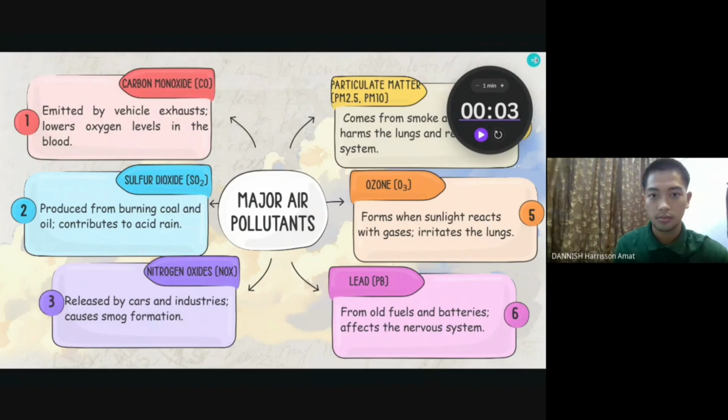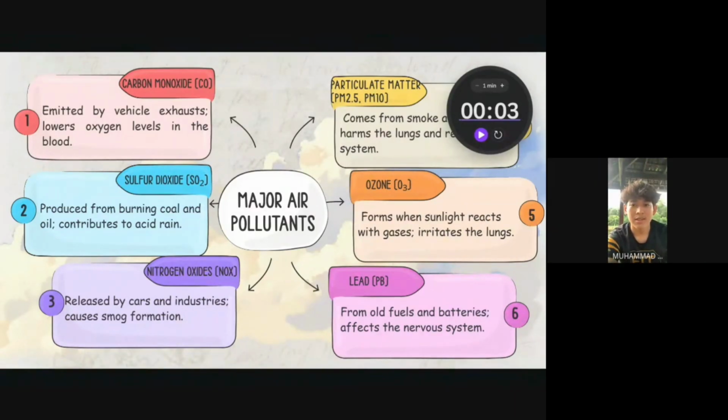Okay, now we go to major air pollutants. We go to the first one, carbon monoxide. Emitted by vehicle exhaust, it lowers the oxygen level in the blood. The second one, sulfur dioxide, produced from burning coal and oil, contributes to acid rain.